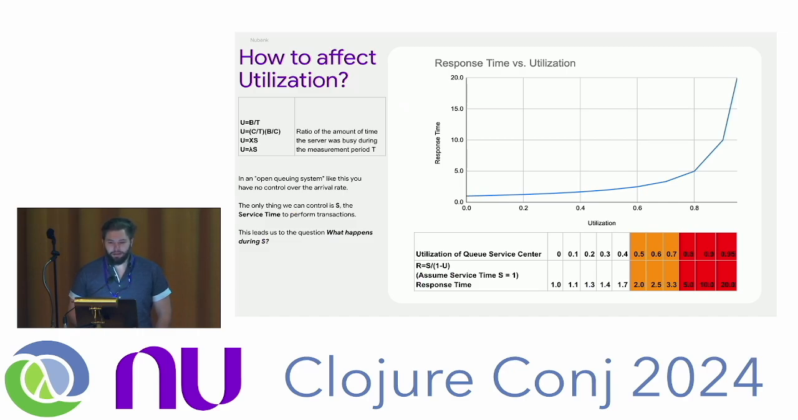How can we affect utilization then is the big question. So in an open queuing system like a microservices architecture, you have no control over the arrival rate from the perspective of that system. The only thing we can do is control S, which is the service time to perform these transactions. So this really leads us to the big question of what happens during S.